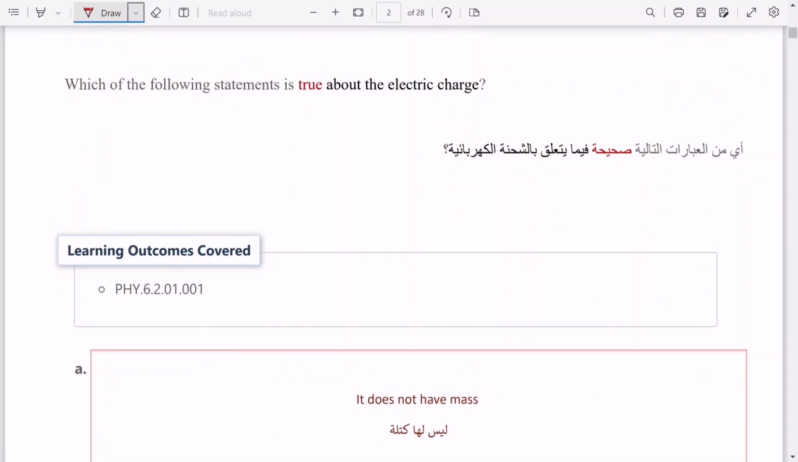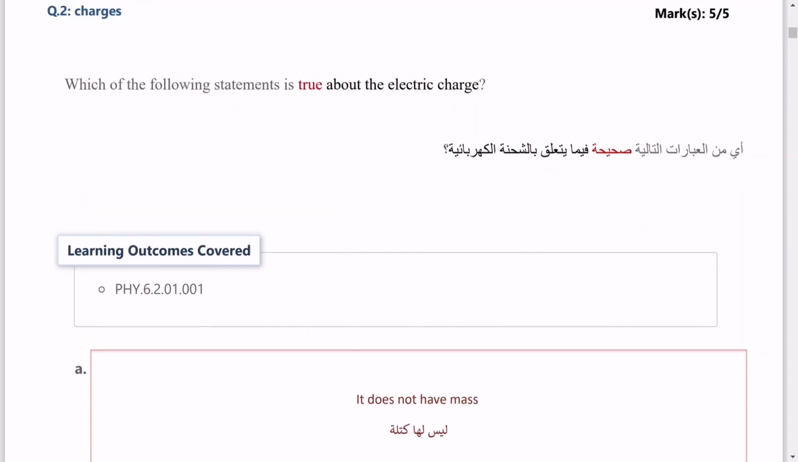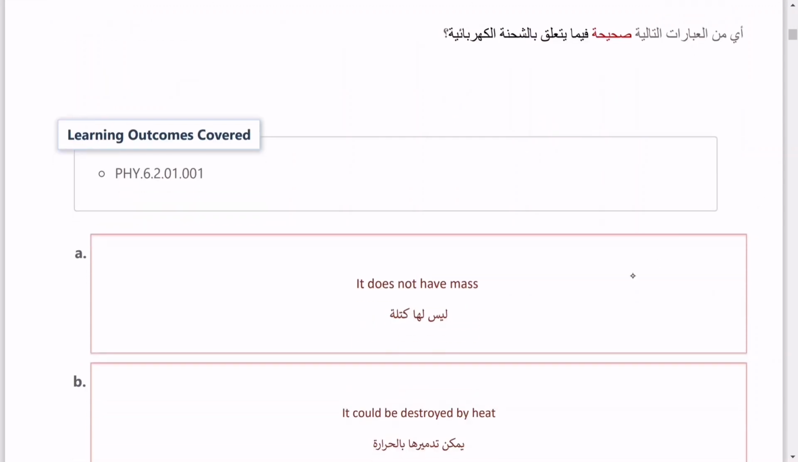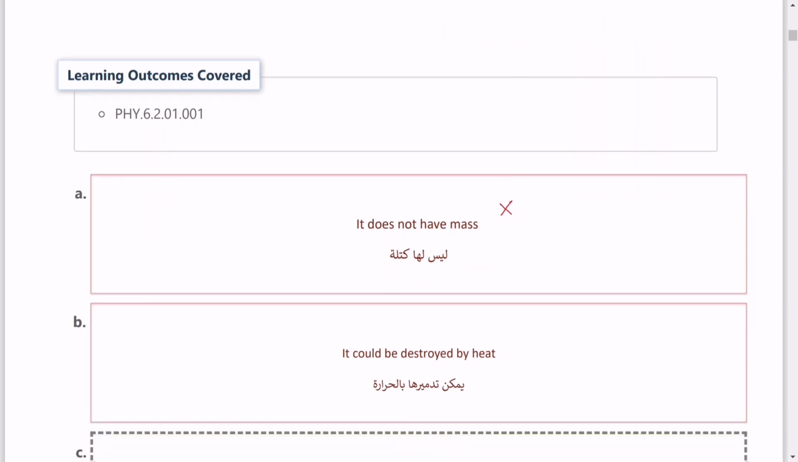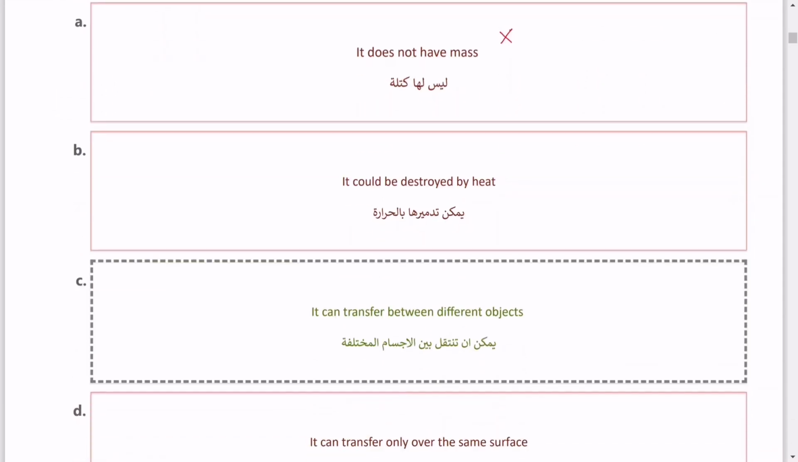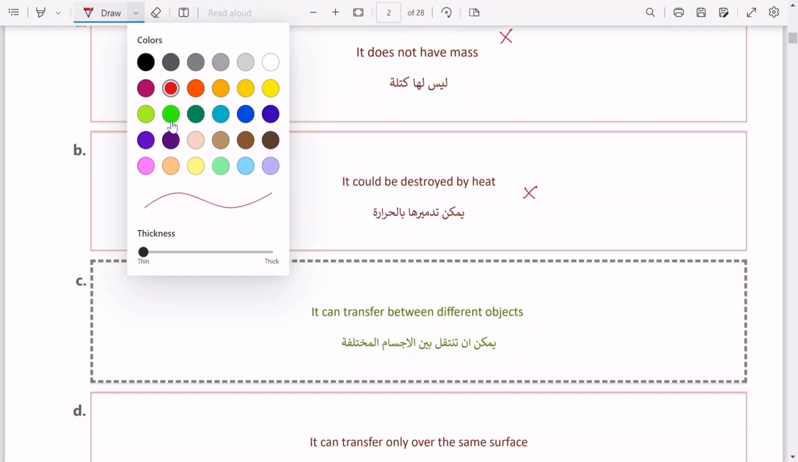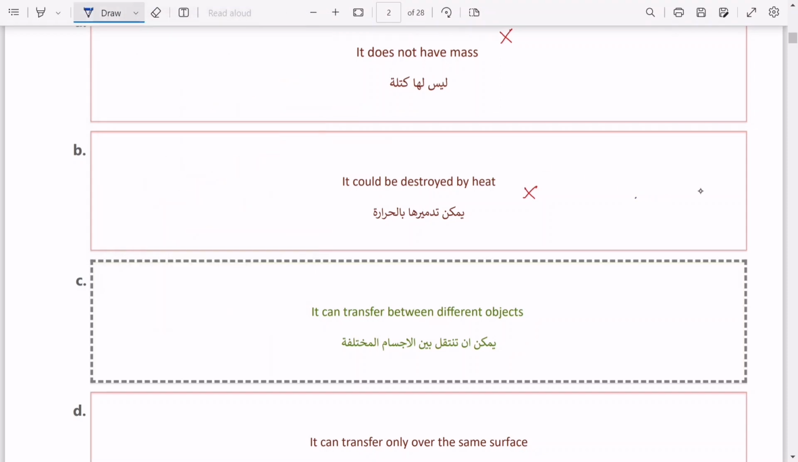Question number 2. Which of the following statements is true about electric charge? It does not have mass. That is not correct, because electric charge has mass. It could be destroyed by heat. Not correct, because electric charge can never be created nor destroyed. Electric charge can be transferred from one object to the other. It cannot be destroyed. It can transfer between the objects. That is correct.